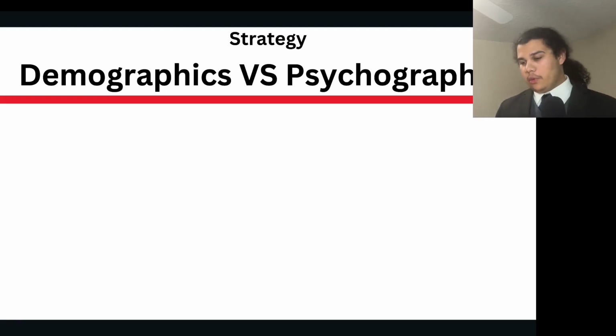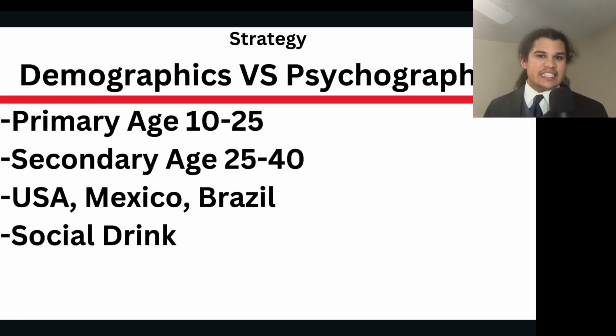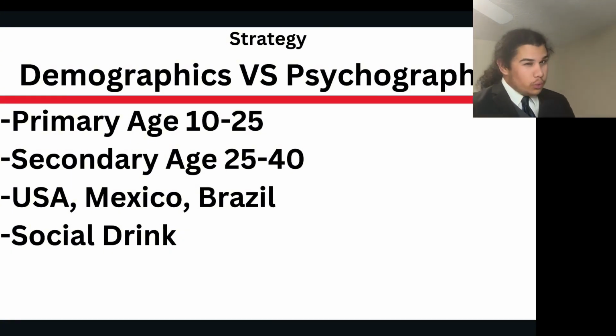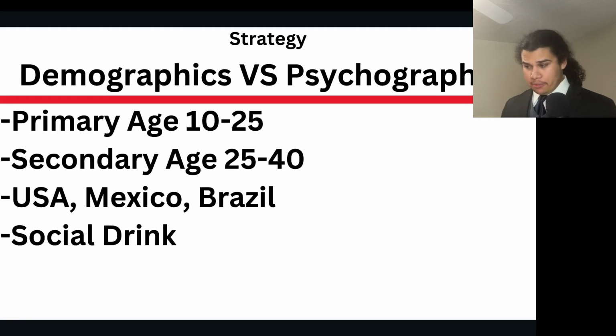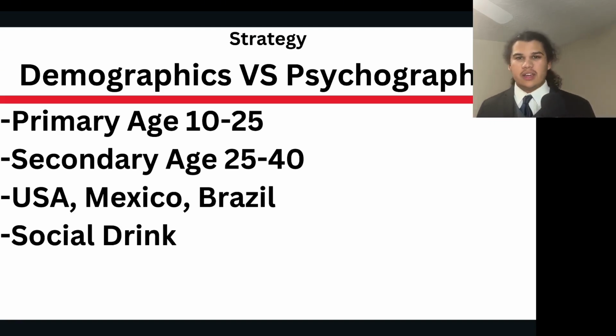To those who don't know what demographics are, it is basic statistical data, such as the primary age or secondary age. For Coca-Cola in this case, it is 10 to 25, those youngsters, and 25 to 40, those who used to be youngsters. The top 3 countries that buy and drink Coca-Cola are USA, Mexico, and Brazil. The big demographic that they want to capture is that it's a social drink, not like a private drink like wine or beer where you have to go to a very specific spot to get. You could drink Coca-Cola anywhere and it would be socially acceptable anywhere.